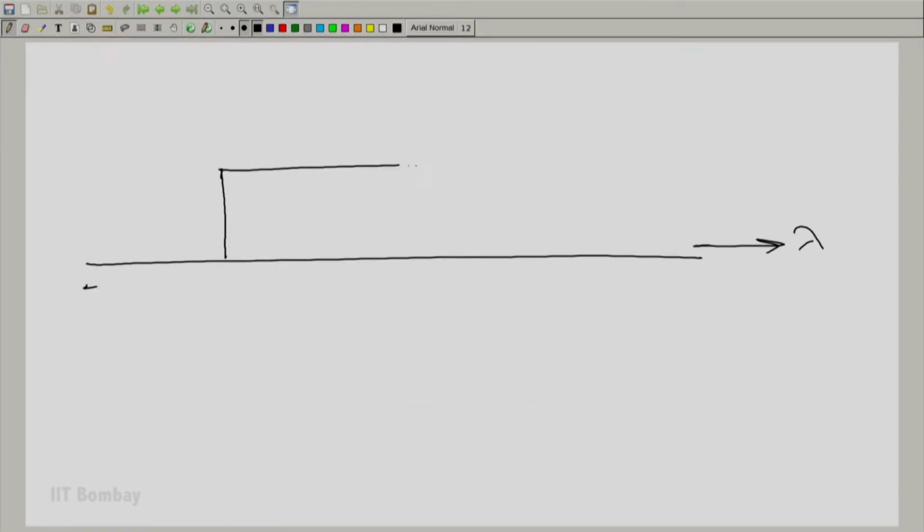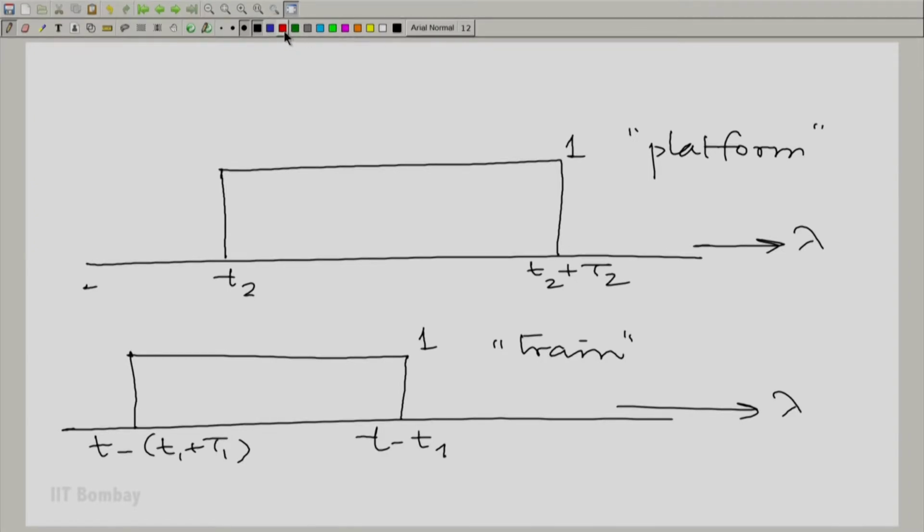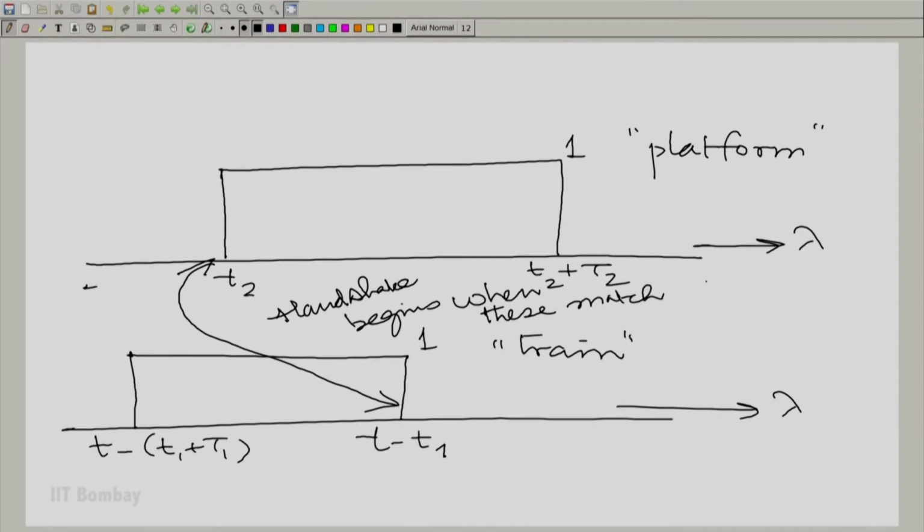Now, we put them together, train and platform together. Train here, platform there. Now, visualize the situation. You need to visualize when they will begin a handshake. They can only begin a handshake when the frontmost point on the train has reached the backmost point on the platform passenger's strip. In other words, let us show it on this graph. Handshake begins when these match, that is, when t minus t1 is equal to t2, or when t is equal to t1 plus t2. And where does the handshake end?